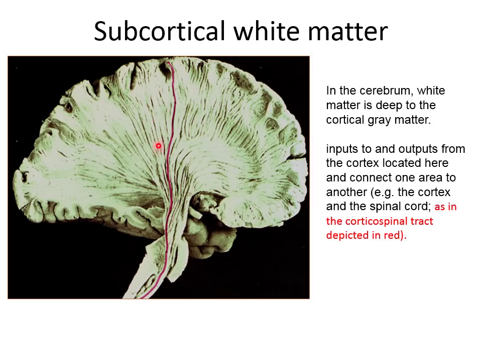If we were to dissect away that gray matter, we can see subcortical white matter, and it includes large numbers of axons that travel either from the cortex deep to distant places in the spinal cord or between different portions of the cortex. We see the corticospinal tract depicted here in red.